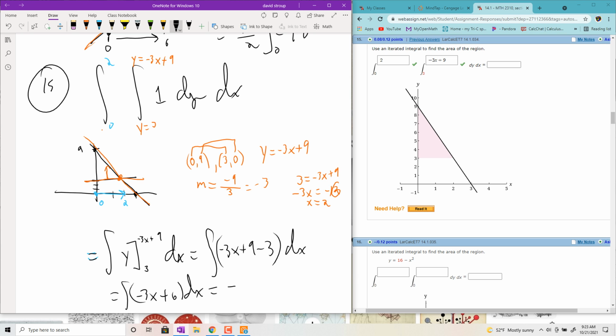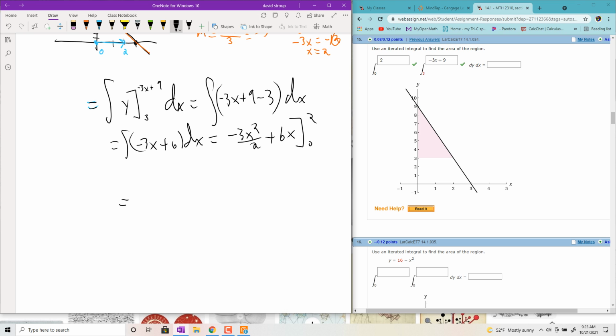And then that'll be negative 3x squared over 2 plus 6x from 0 to 2. And then that will be negative 3 times 4 over 2. That'd be negative 3 times 2, which is negative 6, plus 12 minus 0, which will be 6.